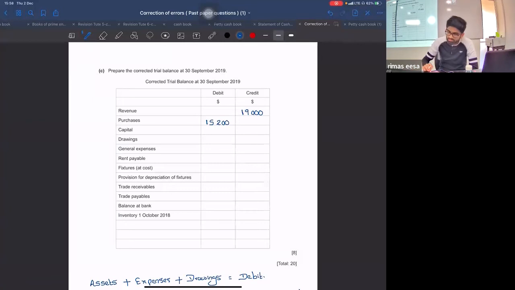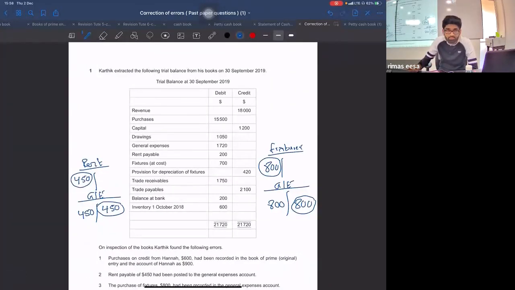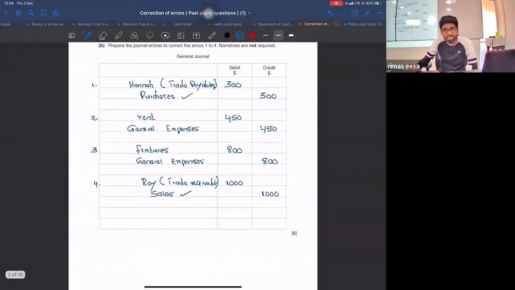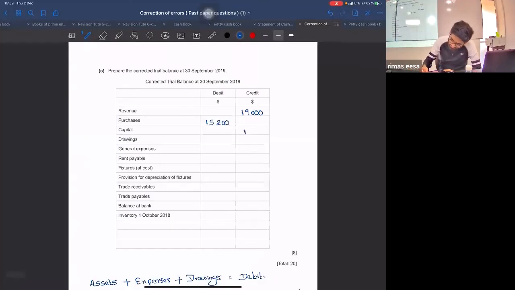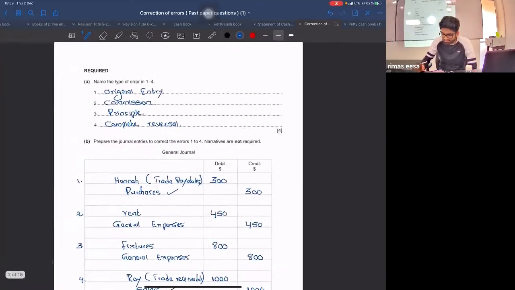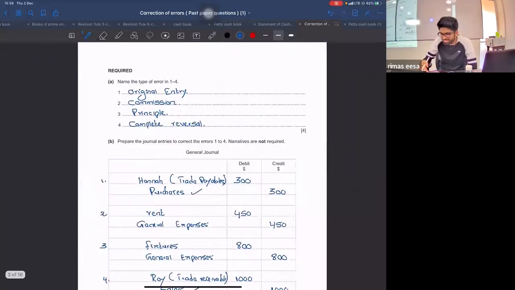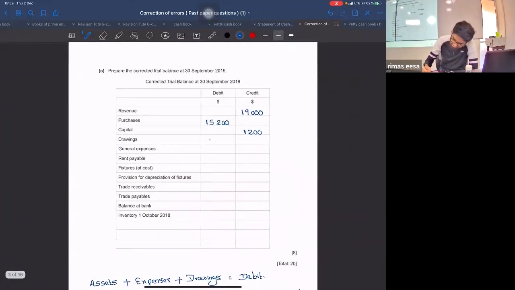Capital. Can you look at capital? Capital is given on which side? Credit side. 1,200. Did you make any adjustment to capital? No. Then just go and enter 1,200 on the credit side. Drawings. How much is given for drawings in the question? 1,050. Did you make any adjustment to drawings? No. Just enter 1,050 on the debit side. You're not making any adjustment to drawings. Okay.